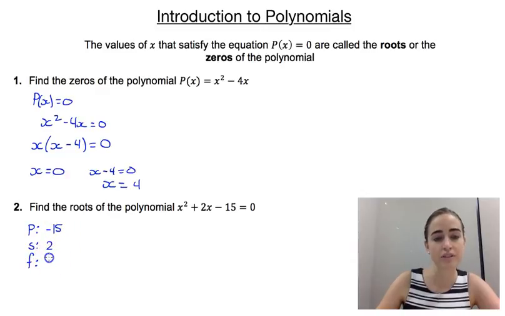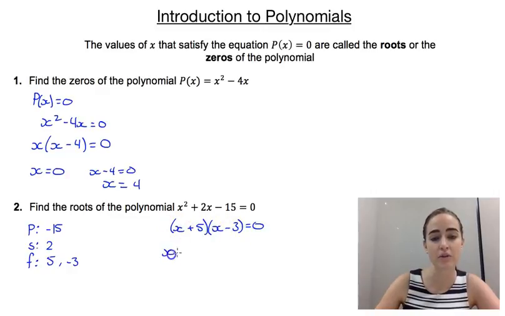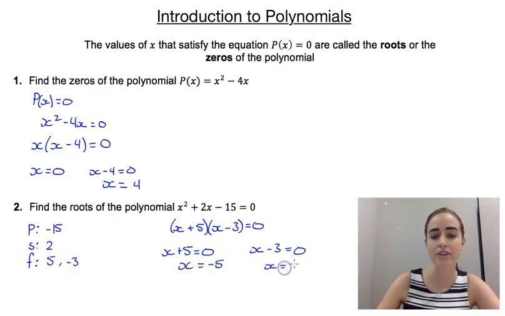and those two numbers would be 5 and 3, but one of them is going to have to be negative. If we want it to be a minus 15, one of them has to be negative. If we want it to be a positive 2, it's going to have to be a positive 5 and a minus 3. So that means that this is going to factorize to x plus 5, x minus 3 equals 0. And then one of those brackets has to be equal to 0. So x plus 5 equals 0, x minus 3 equals 0, and then solve each of those. So the roots of our equation are x equals minus 5 and x equals 3.